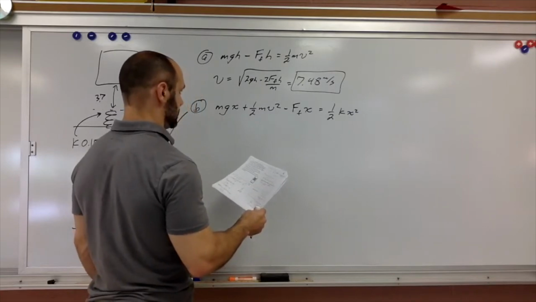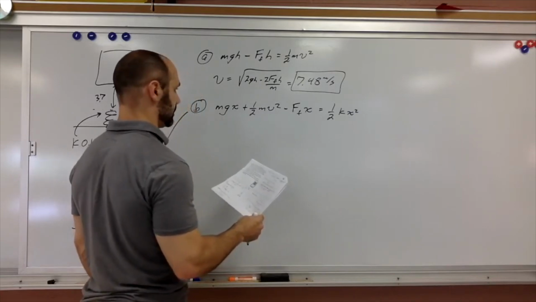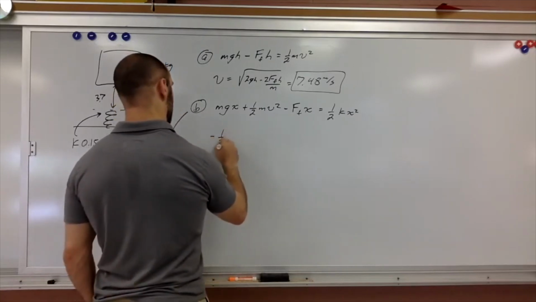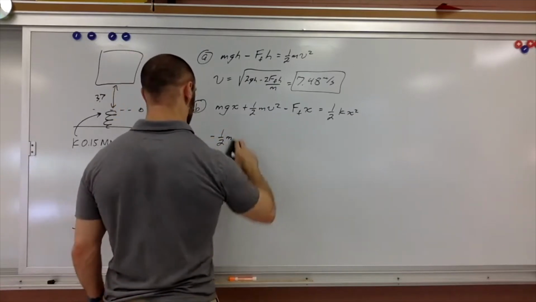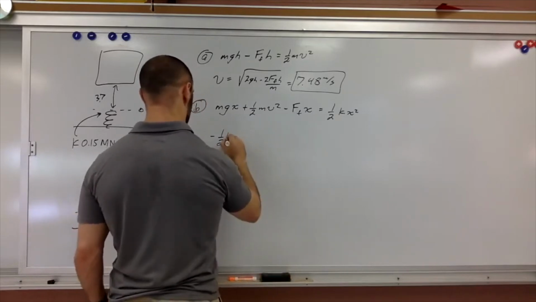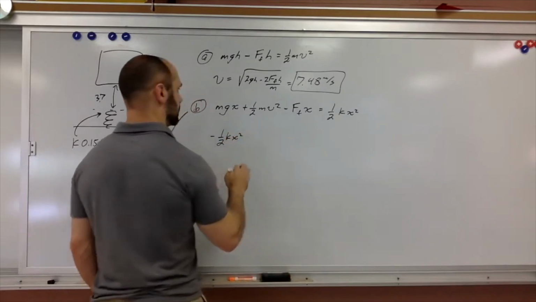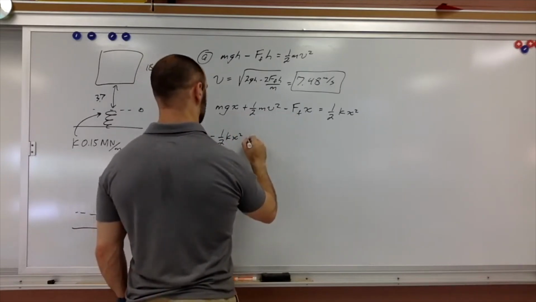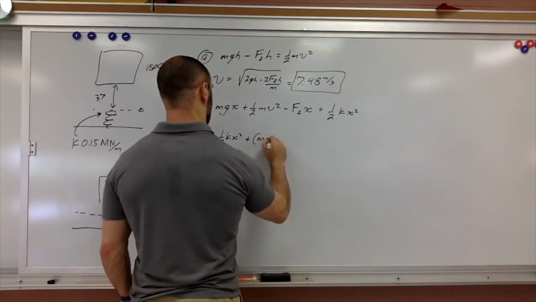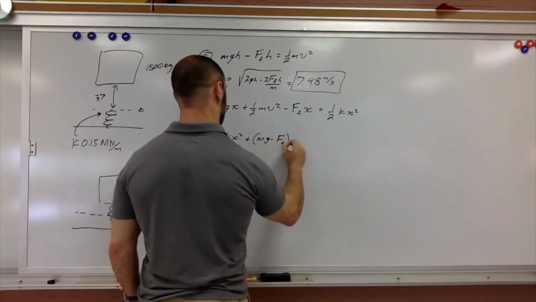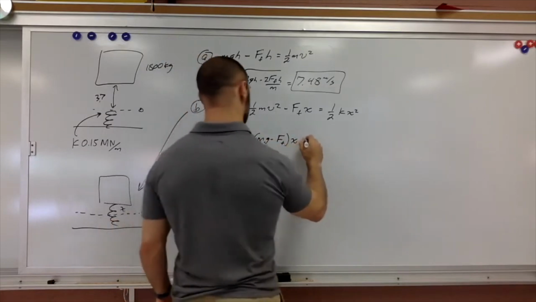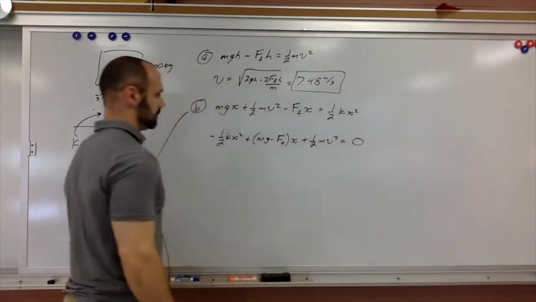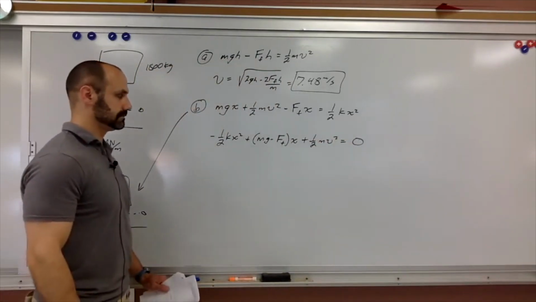And so as nasty as this is, we're going to end up having to do another quadratic equation. So this is going to be negative 1/2 kx squared. And I've got this and this, so I'm going to have plus mg minus the force of friction times x plus 1/2 mv squared, all equal to 0.